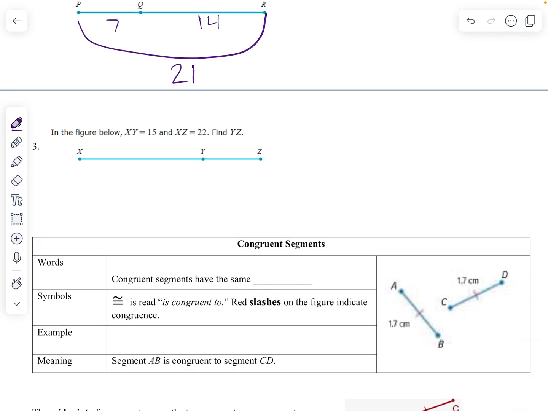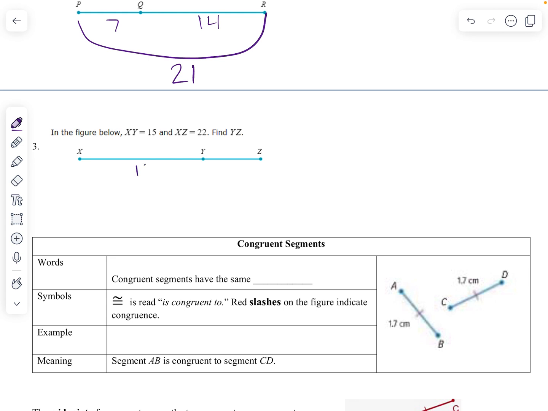Number 3, try it on your own. I'll give you 30 seconds or so, maybe less. All right, that's way less than 30 seconds. I think we're good though.